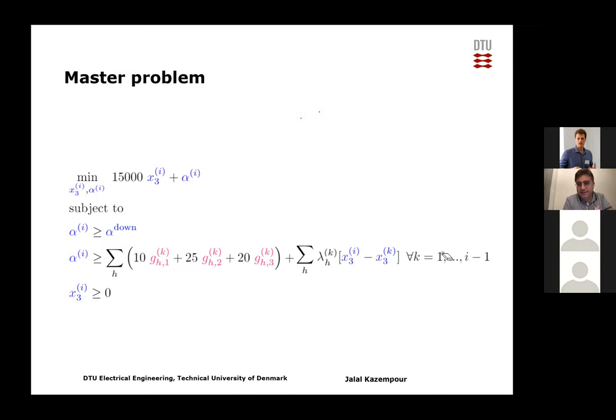If I had a second complicating variable, then I just needed to add another term to the objective function. So it should be plus sum over h, this time instead of lambda, let's say mu k. If, for example, our complicating variable was y, it could be y in iteration i minus y in iteration k. So always we are adding one cut per iteration, regardless of how many complicating variables we have. Is it clear?